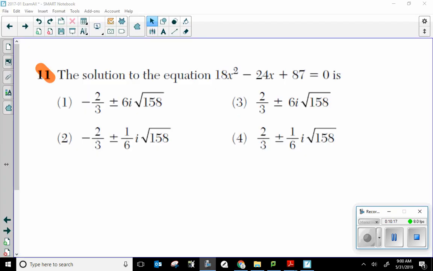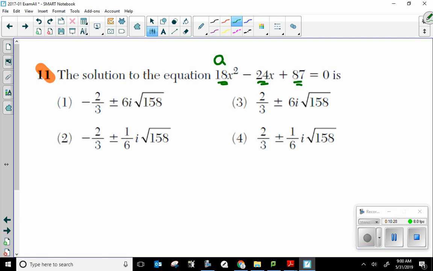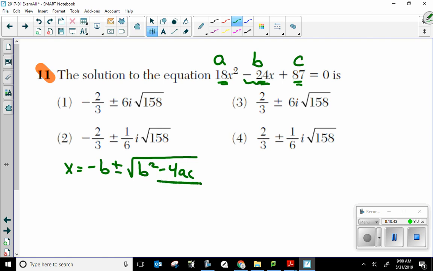But back to our problem. We are going to use that quadratic formula. Oh boy, I can't even factor anything out here. I have nothing in common. So my A is 18, my B is negative 24, and my C is 87. So my quadratic formula is the negation of B plus or minus the square root of B squared minus 4AC all over 2A. Let's just put our numbers in, and then we're going to have to do some algebra to simplify.